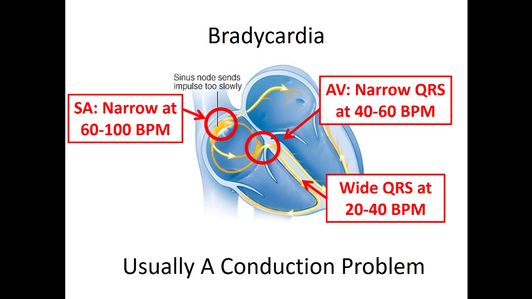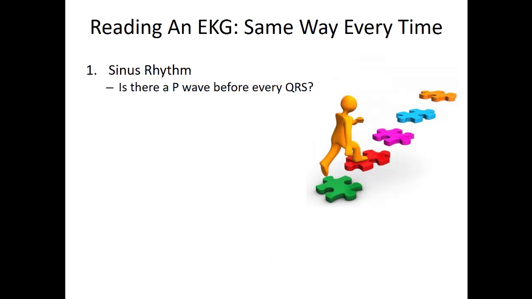So if you have a bradycardic patient, you can quickly look at the rate and try to think where that rhythm might be originating from. If it's 40 to 60, it might be coming from the AV node. If it's 20 to 40, it might be more ventricular in origin.